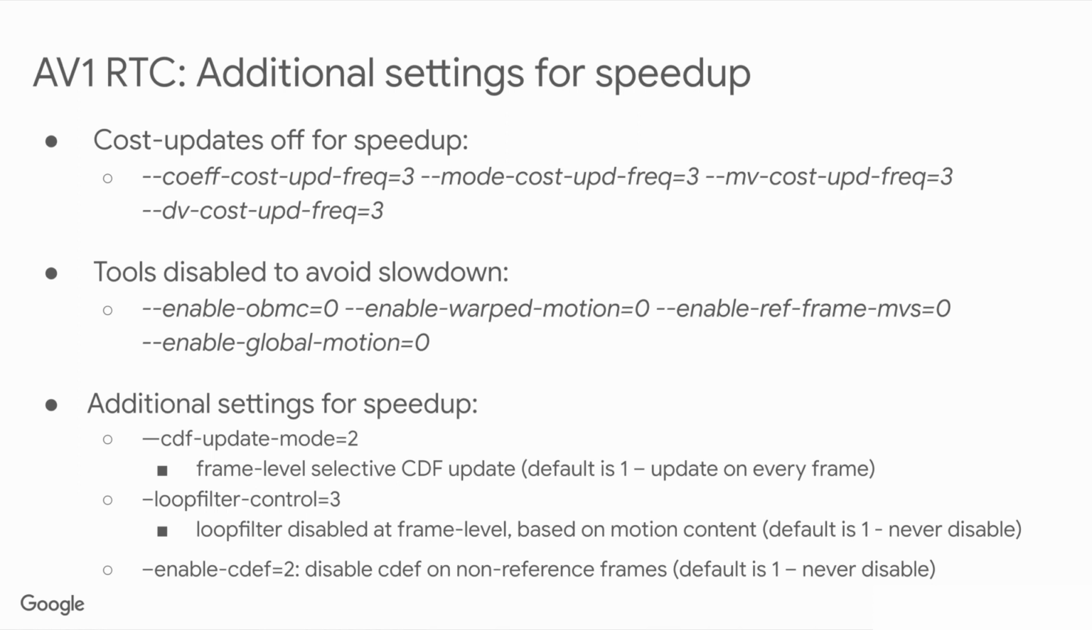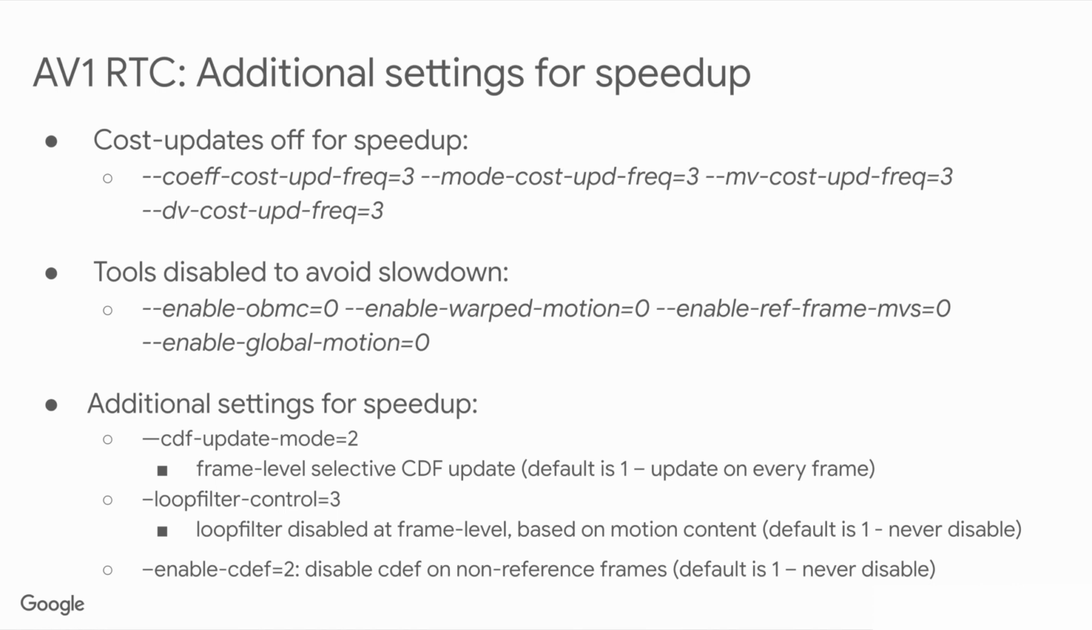Okay. Additional settings for speed up. So here are a few of the additional settings. There are these cost updates for the coefficients, for the mode, for the motion vector, and in our case, they're all set to 3, which means they're off. We don't update them every frame. There's a bunch of tools that we disable to avoid encoder slowdown. These are listed here: OBMC, warp motion, global motion. We actually have an implementation of warp motion in the non-RD encoding path at speed 7 and above, but it's currently disabled because it's not giving a good speed-quality trade-off. And some of these tools are actually not currently in the real-time only build as well. So for the default RTC encoding right now, these tools are turned off.